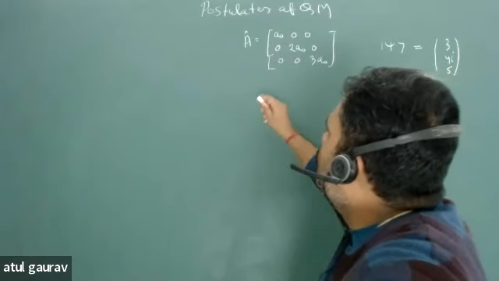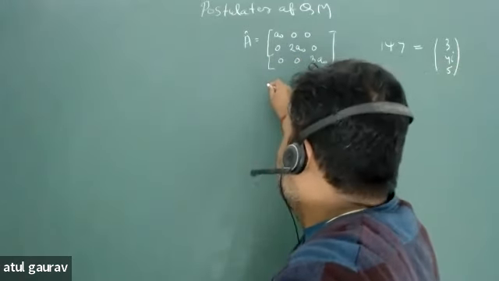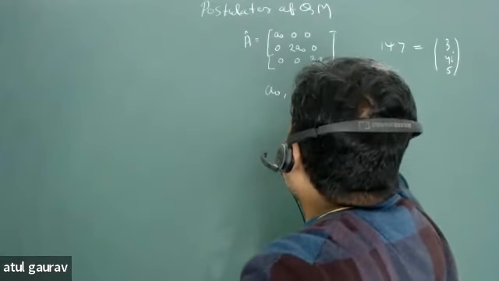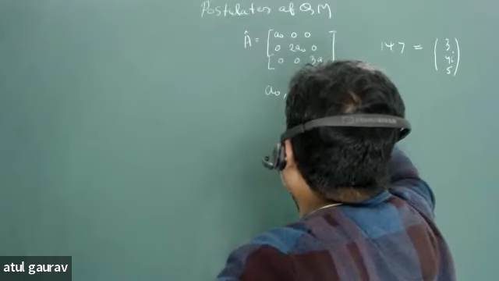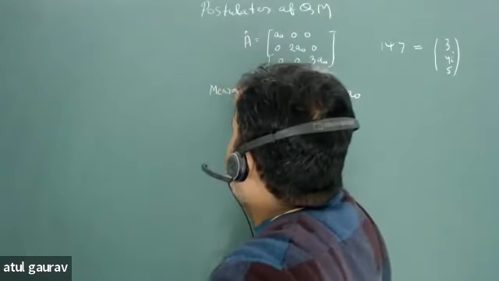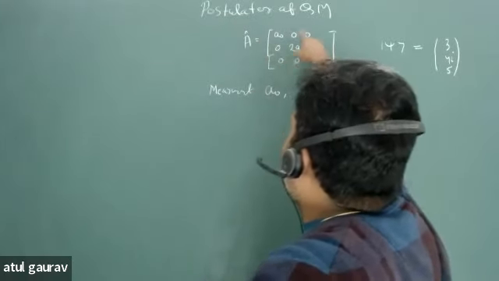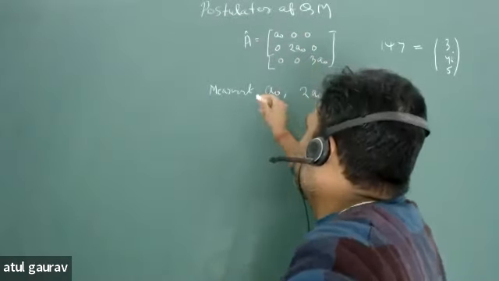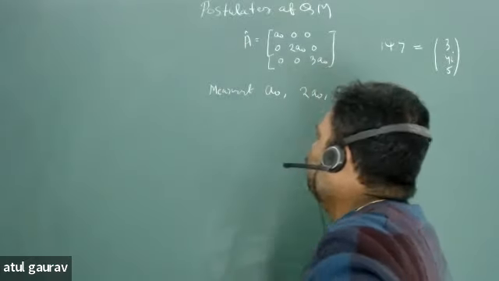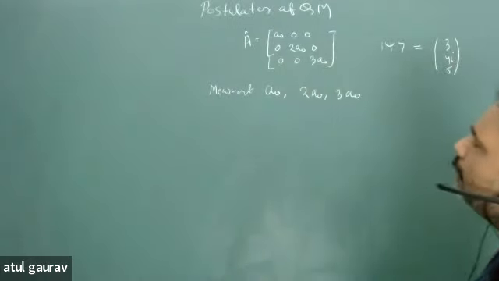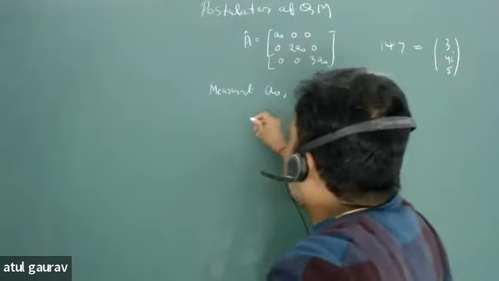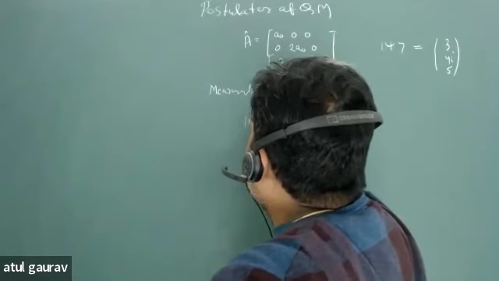What will its eigenvalues be? A naught, 2 A naught, 3 A naught. So the measurement is A naught or 2 A naught or 3 A naught. Because we can easily calculate the eigenvalues of this matrix. This is a diagonal matrix. Now we can also calculate the eigenstate corresponding to A naught.